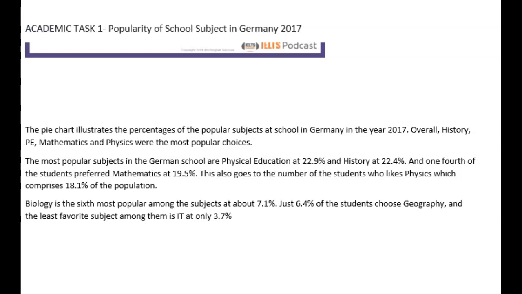The most popular subjects in the German school are physical education at 22.9 and history at 22.4. You don't start sentences with "and," okay? 1/4 of the students preferred mathematics at 19.5. This also goes to the number of the students who liked physics, which comprises 18.1 of the total population. Biology is the 6th most popular among the subjects at about 7.1. Just 6.4% of the students choose geography, and the least favorite subject among them is IT at only 3.7.